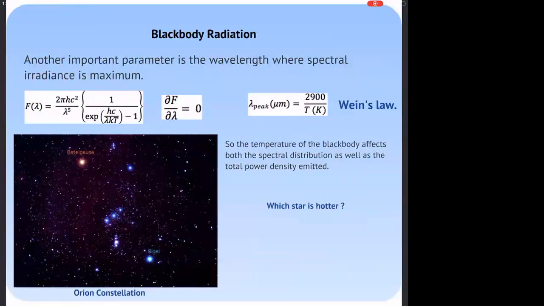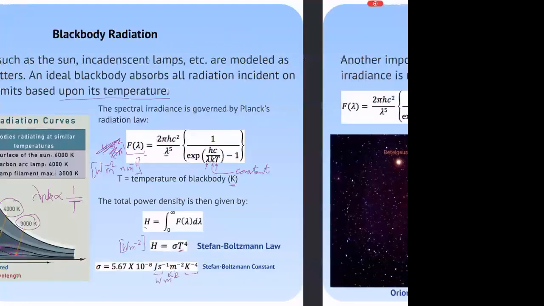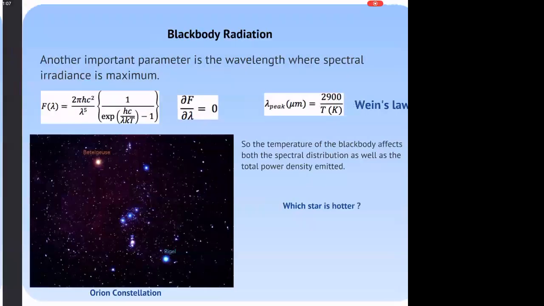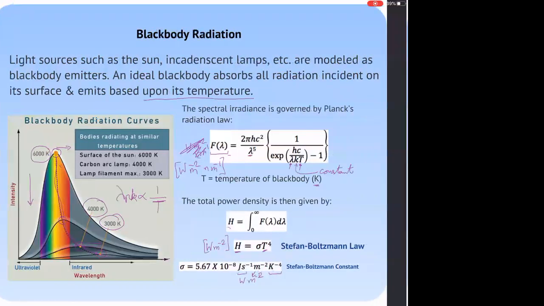Okay, so the temperature of the black body affects both the spectral distribution, so the shape of the curve, as you can see the shape is changing as temperature decreases, but also the peak of the curve. And also the integral under this curve is the H, right? This H is also changing. As we know, it's very sensitive to temperature, T to the power 4.